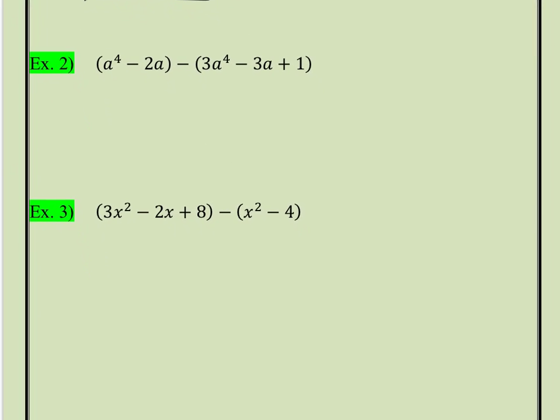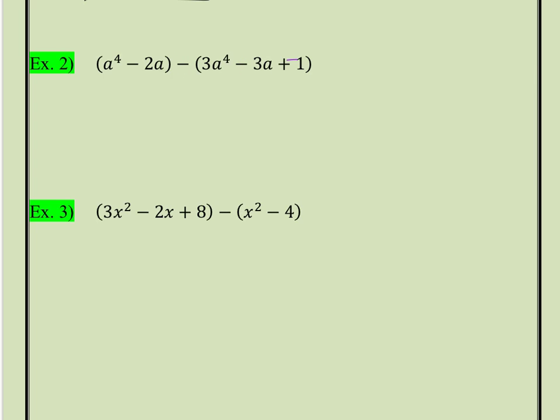Example 2. Again, we're going to do keep, change, change. So we're going to keep this as is, it doesn't change. The subtraction sign changes to addition. And then we're going to change the sign of everything inside. So you could do one of two things. You could do plus, minus, so that should keep, change, change.